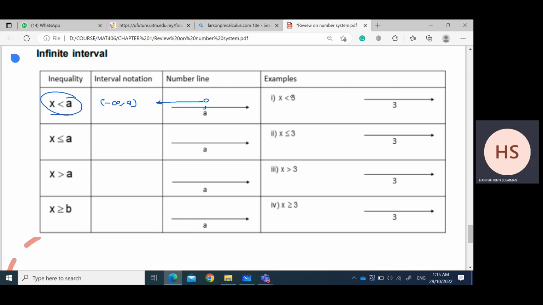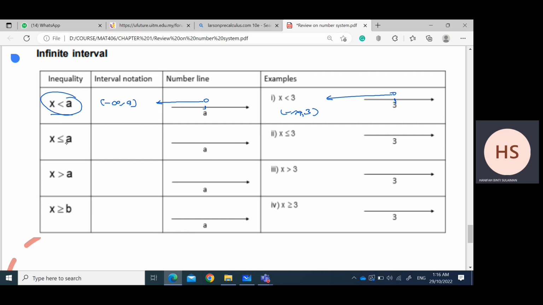Okay, for example, X is less than 3. So this is the 3. So the number is from here and it goes to infinity. Dia pergi ke arah kiri. So bila dia pergi ke arah kiri, dia adalah nombor-nombor negatif. Okay, so kalau dalam interval notation, it is negative infinity to 3. Okay, 3 tidak termasuk dalam nilai-nilai X.